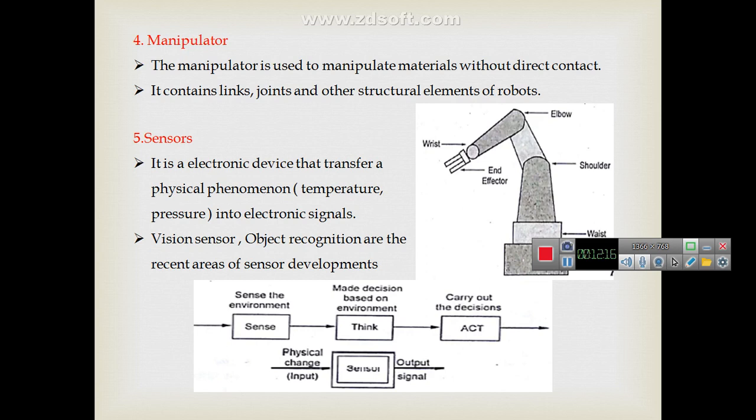Then the fourth one is the manipulator, which is used to manipulate materials without direct contact. So that is the meaning of manipulator. It contains links, joints, and other structural elements of the robot. The sensor is an electronic device that converts a physical phenomenon like temperature or pressure into signals from the electronic devices. So vision sensors and object recognition are the recent areas of sensor development.